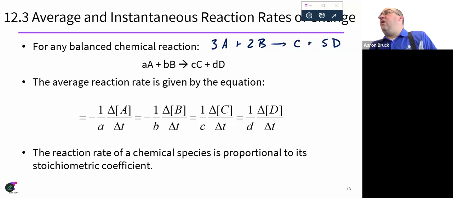In this reaction, 3 molecules of A are reacting with 2 molecules of B. If I have 50 molecules of each, which one's going to run out faster? It's going to be the A, because I'm using 3 A's every time the reaction runs, as I'm only using 2 B's. Which product is going to appear at a faster rate, C or D?